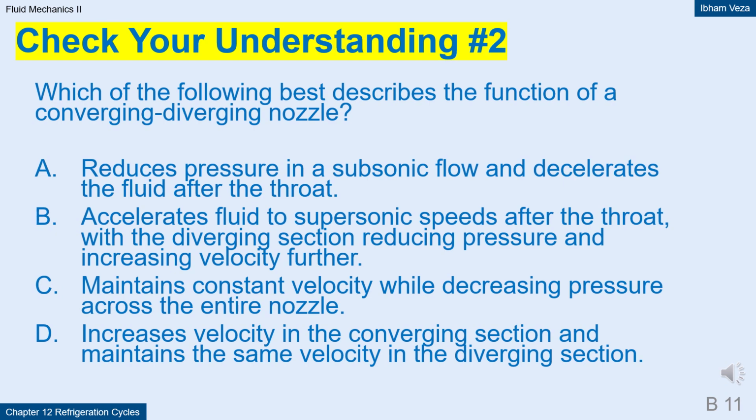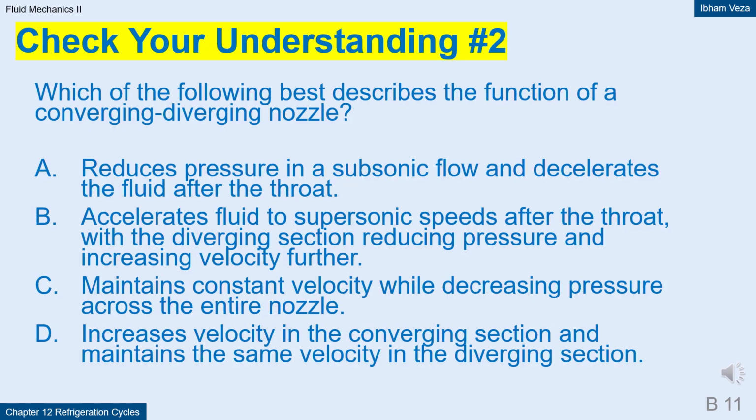Explanation of incorrect options. A. Reduces pressure in a subsonic flow and decelerates the fluid after the throat. This is incorrect because the converging-diverging nozzle accelerates the fluid to supersonic speeds after the throat. The fluid is not decelerated after the throat unless flow conditions are improperly managed, such as shocks.